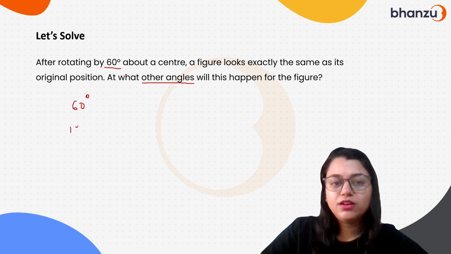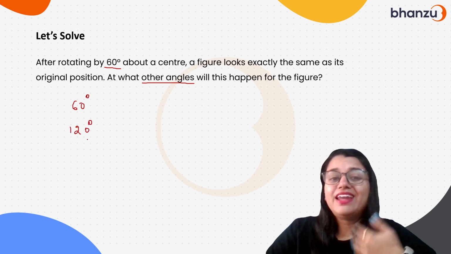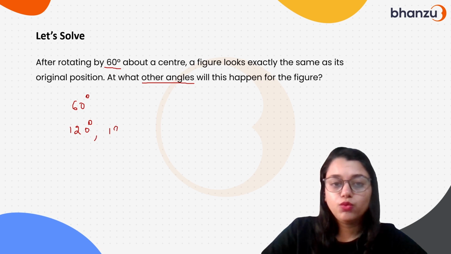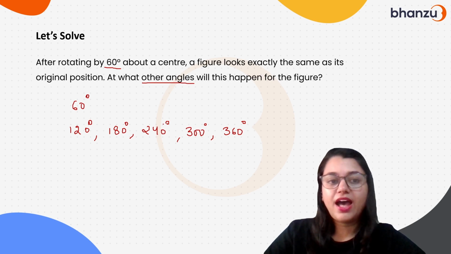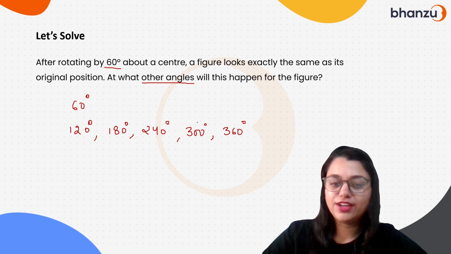So what will we get? 120 degrees. Now again adding 60 degrees, what will we get? 180 degrees. Then 240 degrees. Then 300 and 360. So these are the other angles at which the figure looks exactly the same as its original position.